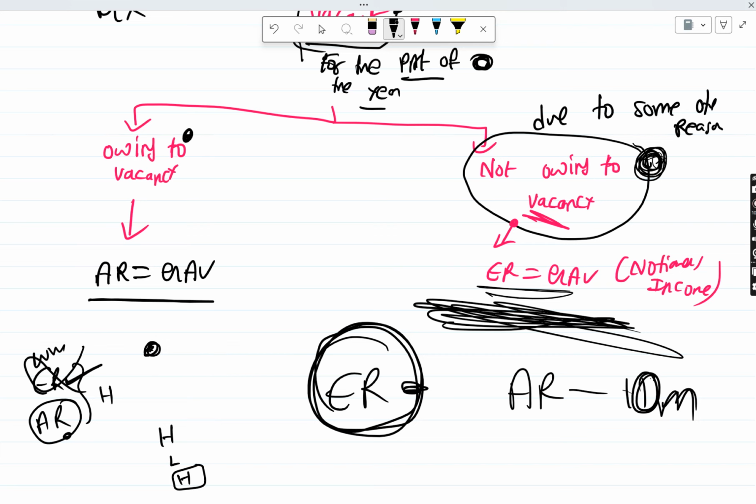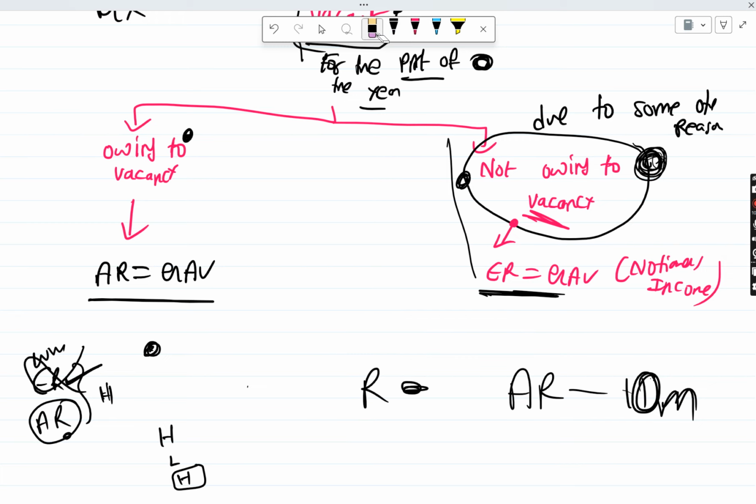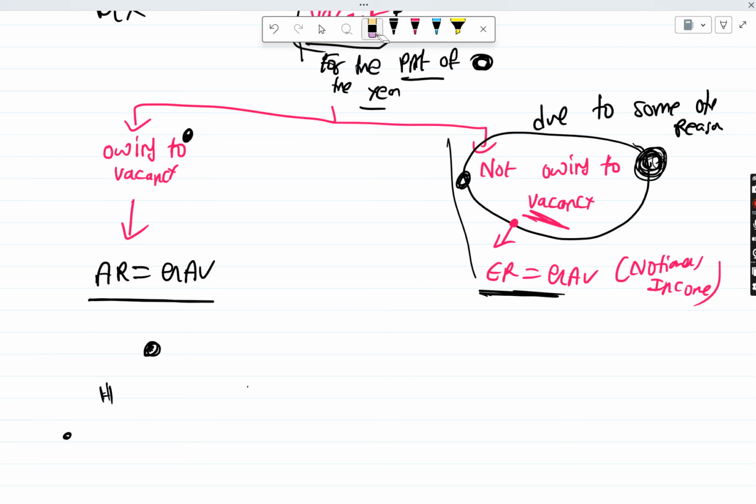And if it is because of some other reason, that means the income tax department officer did not feel that it is actually a vacancy, right? There is some reason, so we will take expected rent only. This is the normal scenario, we take whichever is higher. Obviously expected rent will be the higher, expected rent is equal to GAV. See, make sure you learn all these scenarios.